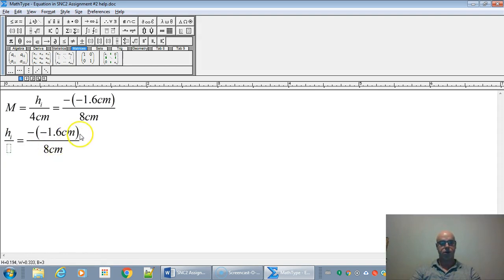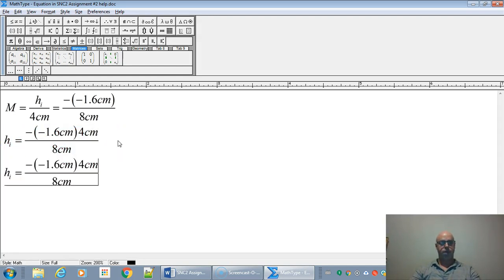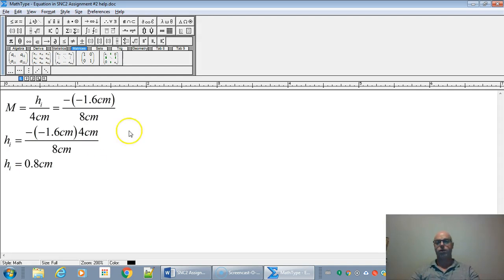We're just going to cross multiply the 4 centimeters over to the other side. We've got two negatives, which makes a positive, so positive 1.6, and then 4 over 8 is just 1/2, and half of 1.6 is 0.8. So we get positive 0.8 centimeters, and you don't have to write the positive if you don't want to. Our image height is going to be 0.8 centimeters.